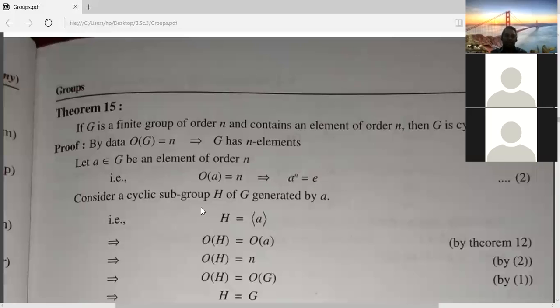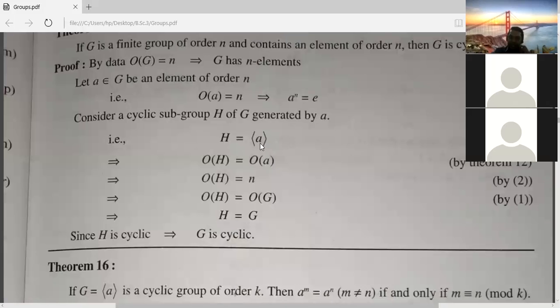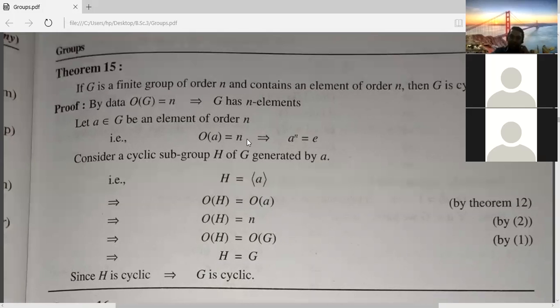You consider a cyclic subgroup H of G generated by a. That means you are taking a cyclic subgroup H of G, and H is generated by a. Now order of H is equal to order of a. What is the order of a here? That is equal to n, because a is an element of order n you have taken, therefore order of a is equal to n. Now you see in the previous theorem you got order of H is equal to order of G.